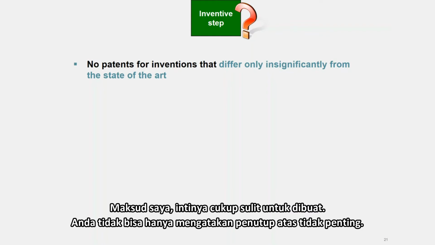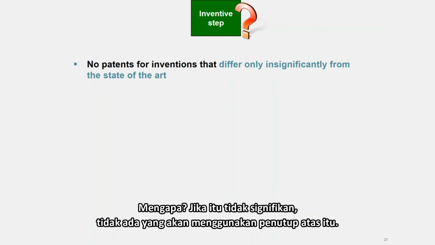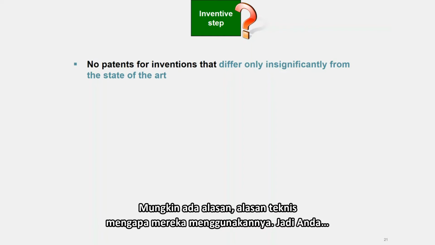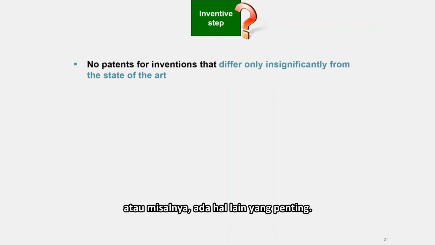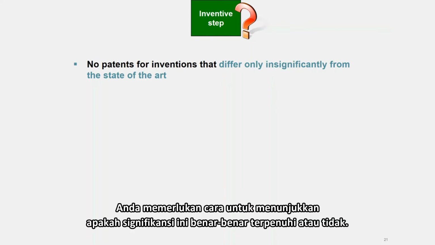You cannot just say a top cover is insignificant. Why? If it was insignificant, nobody would use that top cover. Maybe there is a reason, a technical reason why they use it. So you cannot just come up with the idea, for example, a top cover is not significant, or something else is significant. You need a way to show if the significance is really fulfilled or not.